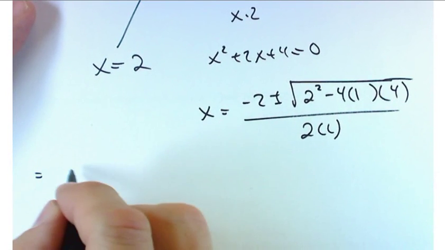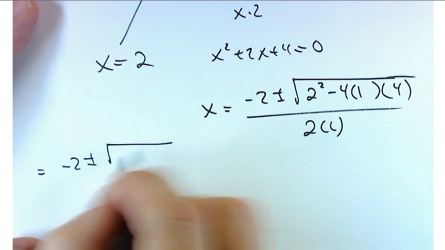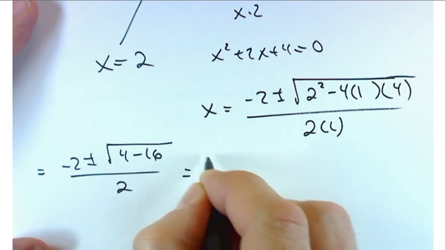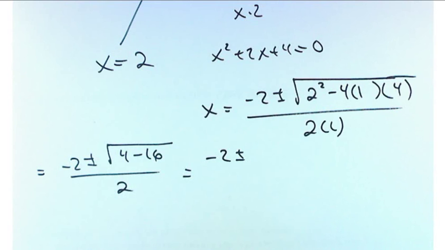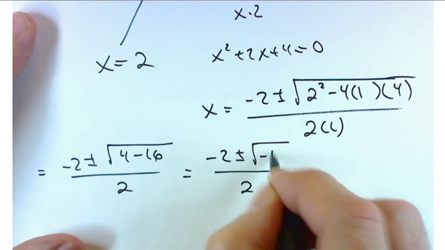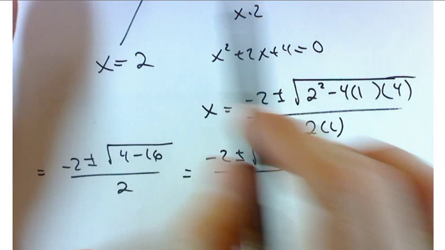So let's keep playing around with that. That's going to be negative 2 plus or minus the square root of 4 minus 16 over 2. And I'm not sure what kind of wishful thinking happens a lot of times when people do this. But what should you get underneath the radical? Negative 12. A lot of times that negative just disappears. It's like, no, I don't want to deal with complex numbers. It's there. When you're solving something like this, you're going to get that.